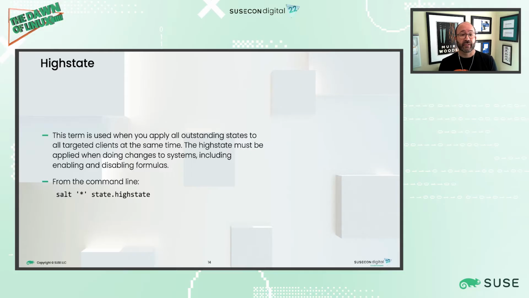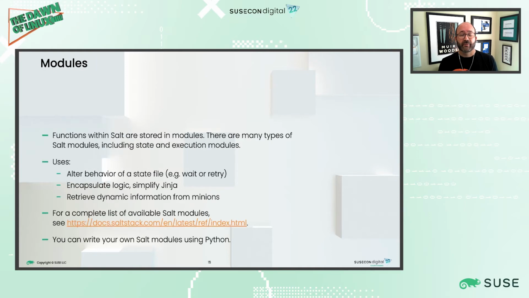You can see here a typical salt command: the salt command itself, the target where you want to apply it, and this is a regular expression, so in this case, apply it to all minions, and then state.highstate is the command to apply. The state part of it is the name of a module, and then highstate is the command to use from that module.